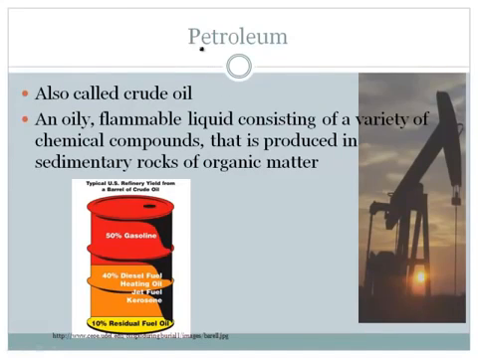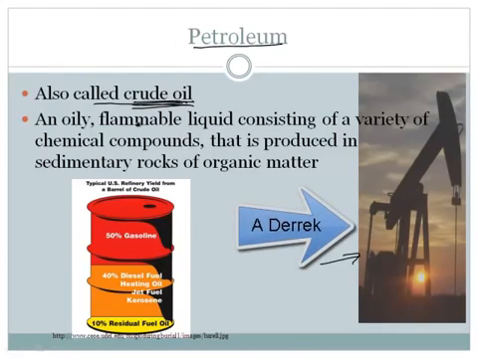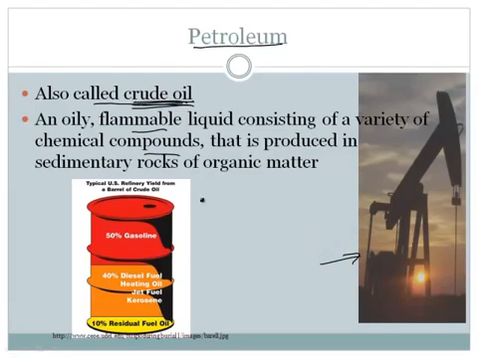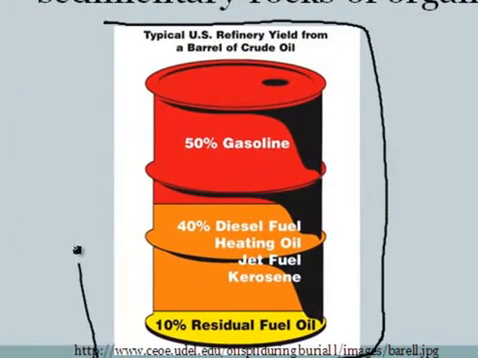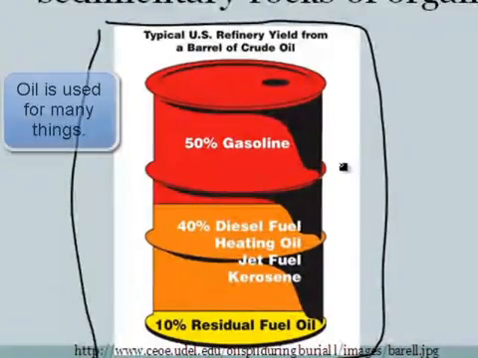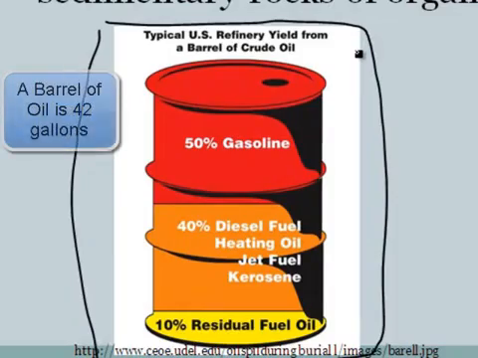First of all, something called petroleum. What is petroleum? Well, it's also called crude oil. This is the stuff that's pumped out of the ground using one of these derricks over here. It's an oily, flammable liquid consisting of a variety of chemical compounds that is produced in sedimentary rocks from organic matter. This illustration right here, I'm going to talk more about a little bit later, but it talks about what a barrel of crude oil is used for. The barrel is the unit that they use to measure crude oil. I believe it's like 42 gallons. I don't know exactly, but yeah.